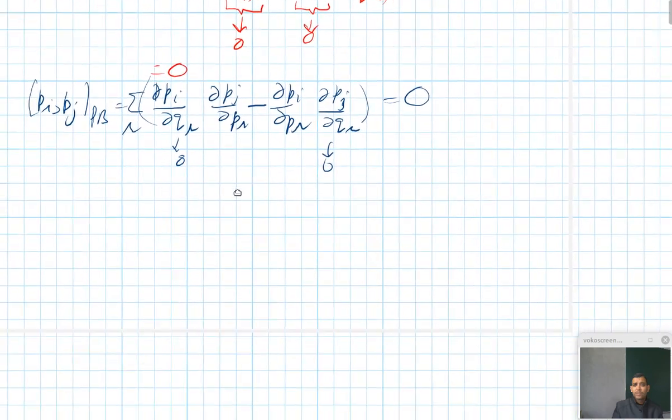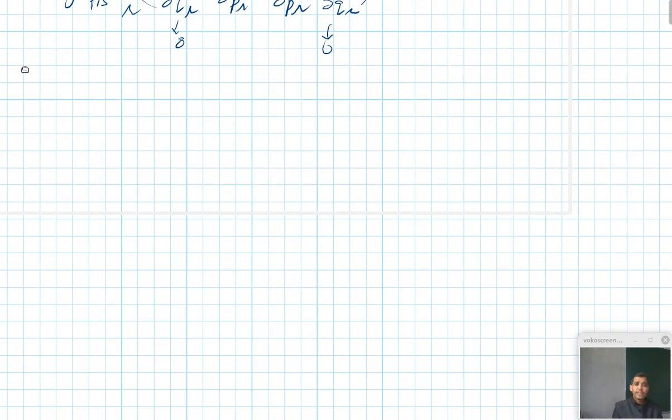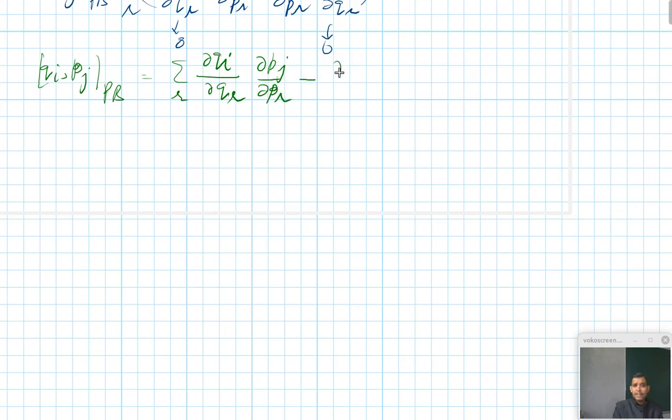So let us proceed as follows. It is q_i, p_j, its Poisson bracket, it can be written as the summation over r of ∂q_i/∂q_r ∂p_j/∂p_r minus ∂q_i/∂p_r and ∂p_j/∂q_r, sorry, it is q_r, right?